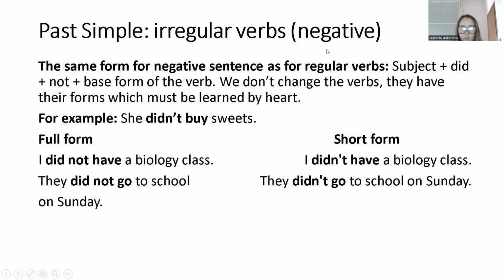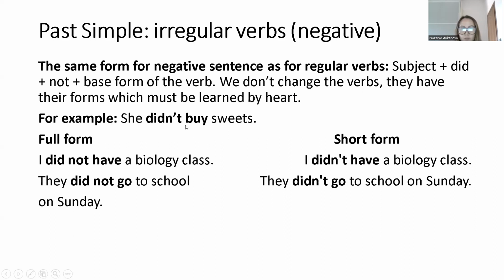Well, let me explain the negative form of irregular verbs. It is the same form for negative sentences as for regular verbs. Of course, this is the structure that you have to know. First, we use subject, then did not, and the base form of the verb. The base form of the verb means we write the verb in infinitive form. We don't change the verbs. They have their forms which must be learned by heart. So we cannot change these irregular verbs because they have their forms that you need to remember.